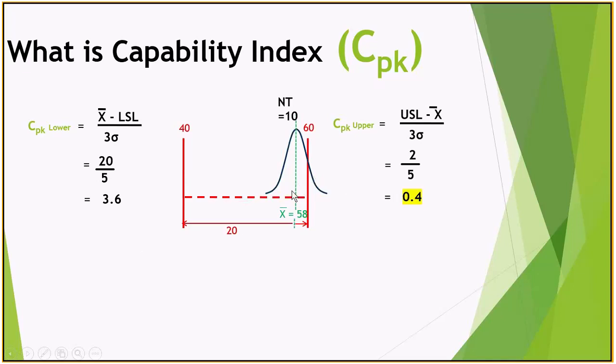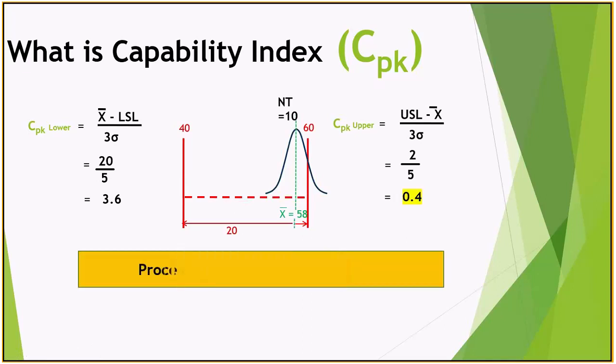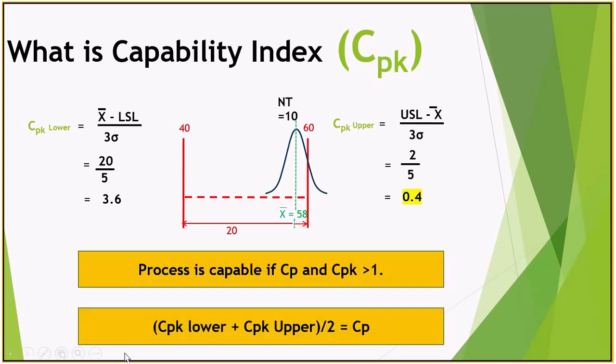I can check the CP value using the formula USL minus LSL divided by 6 standard deviation, or natural tolerance. So in this case, if I calculate CP, I will say 60 minus 40, which is 20, divided by natural tolerance of 10. So I will get a CP value of 2, which is very good because it's higher than 1. But the CPK value is 0.4. So I will say your process is off-centered, right? So please also note that point. Process is capable when your CP and CPK both are greater than 1. Always remember that.